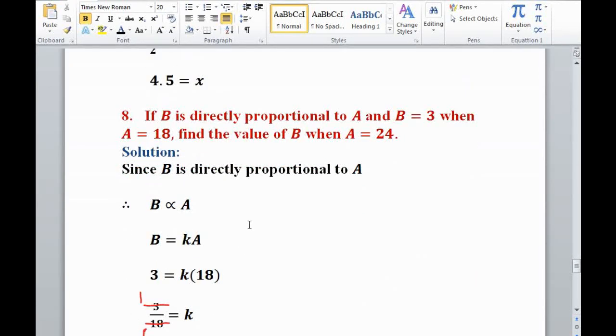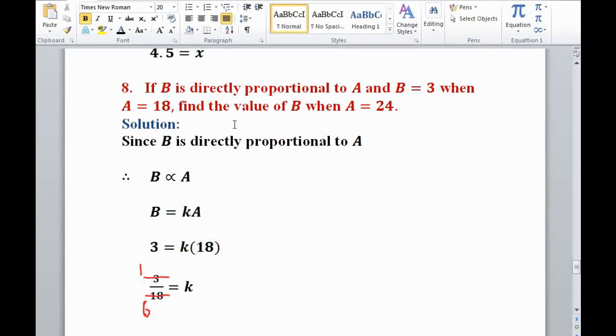Question number 8 from this exercise is: if b is directly proportional to a and b equals 3 when a equals 18, find the value of b when a equals 24. Since b is directly proportional to a, we will write this statement as b is proportional to a, which means b is directly proportional to a. Once again, if we remove the sign of proportionality, then we place constant k, and the equation becomes b equals ka.